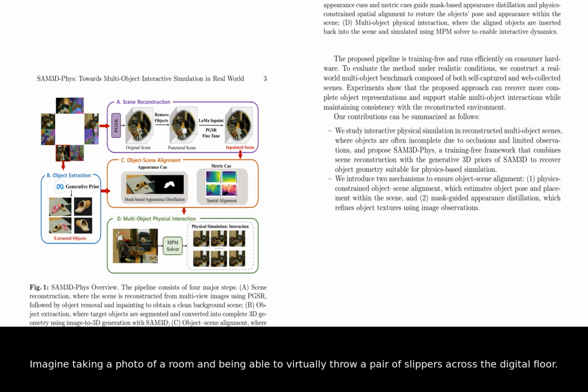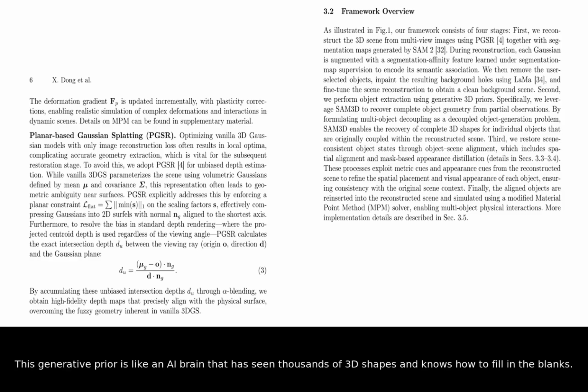Imagine taking a photo of a room and being able to virtually throw a pair of slippers across the digital floor. To do this, the system first creates a visual map of the entire environment using multi-view images. It then identifies specific objects and uses a generative AI to guess what the hidden parts of those objects look like. This generative prior is like an AI brain that has seen thousands of 3D shapes and knows how to fill in the blanks.